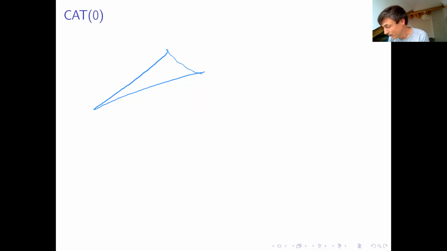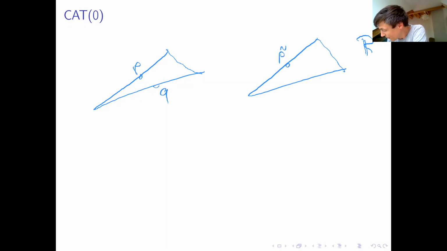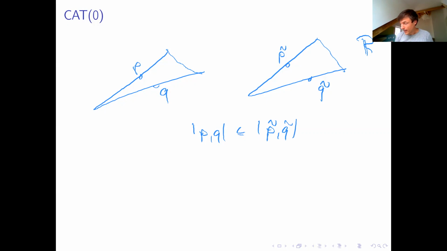So whenever you look at the geodesic triangle and its comparison triangle in the flat plane, then you get the following estimates. Look at 2 points P and Q on your triangle, and then the corresponding points on the comparison triangle. Then the distance between those points in your space is at most the distance that you see in the Euclidean plane. And for a simply connected Riemannian manifold, we know that it is CAT(0) if its sectional curvature is bounded above by 0.